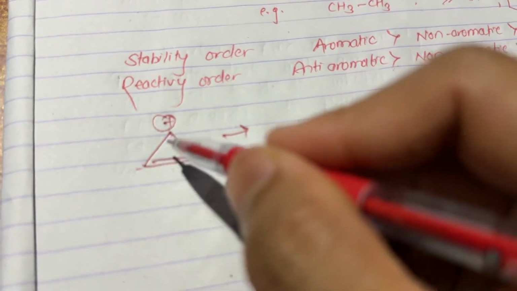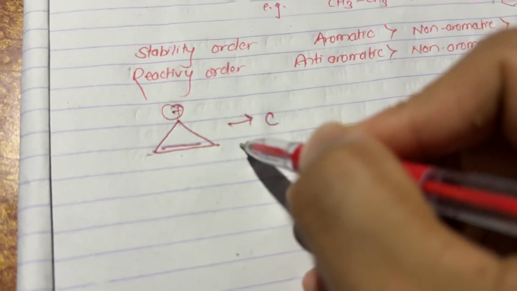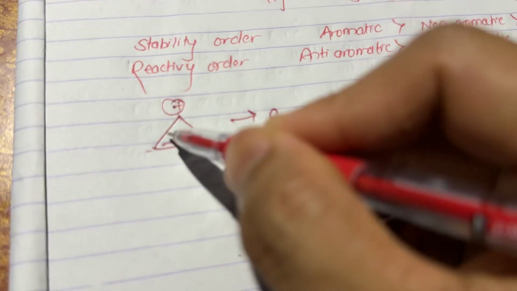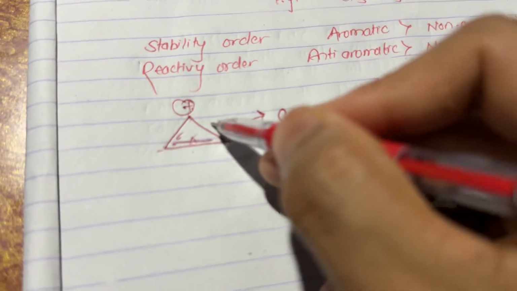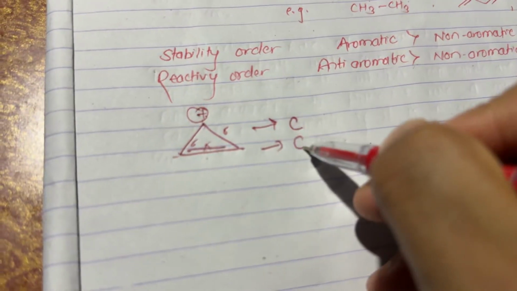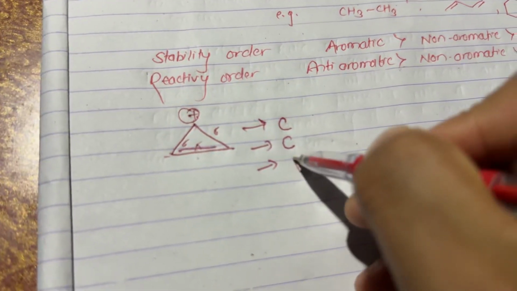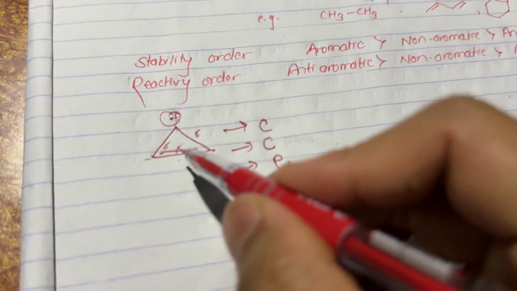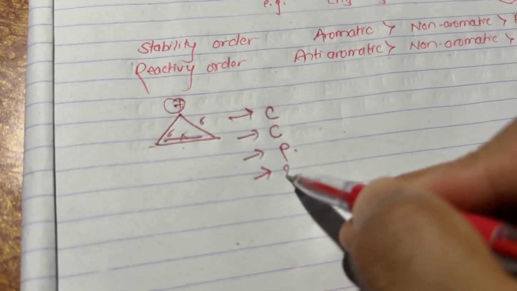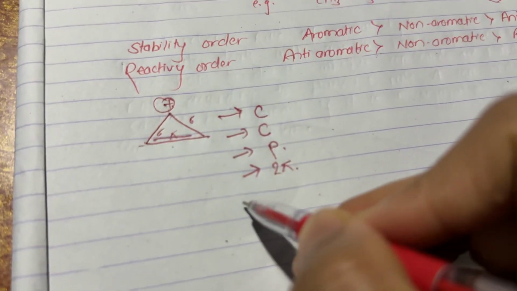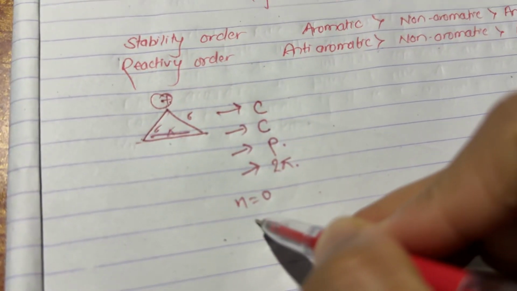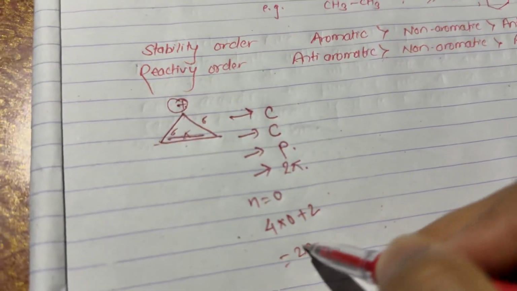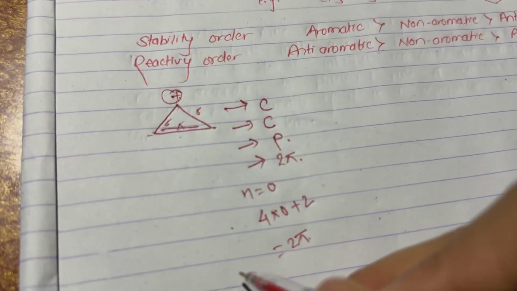Is it cyclic? Yes, it is in cyclic form and there is conjugation as well: pi, sigma, positive, sigma, pi. There is conjugation as well and it is planar as well. So now satisfy Huckel's rule. There are 2 pi electrons. So when n equals 0, we get 4 into 0 plus 2, that is 2 pi electrons. So the given compound is aromatic.